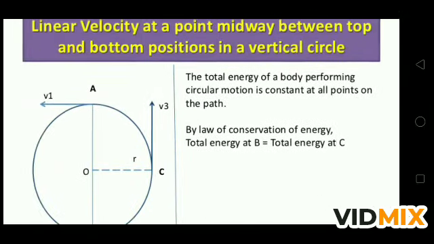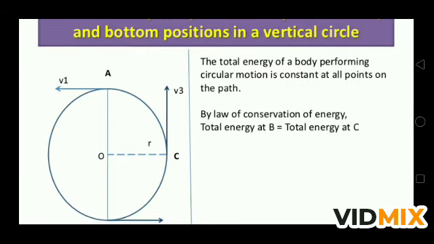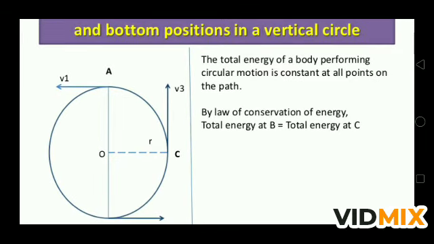Now at any point you can find the linear velocity, or in midway. The total energy of the body performing circular motion is constant at all the points on the path. So by the law of conservation of energy, the total energy at B is equal to the total energy at C. You can use this concept to find the velocity at any point.